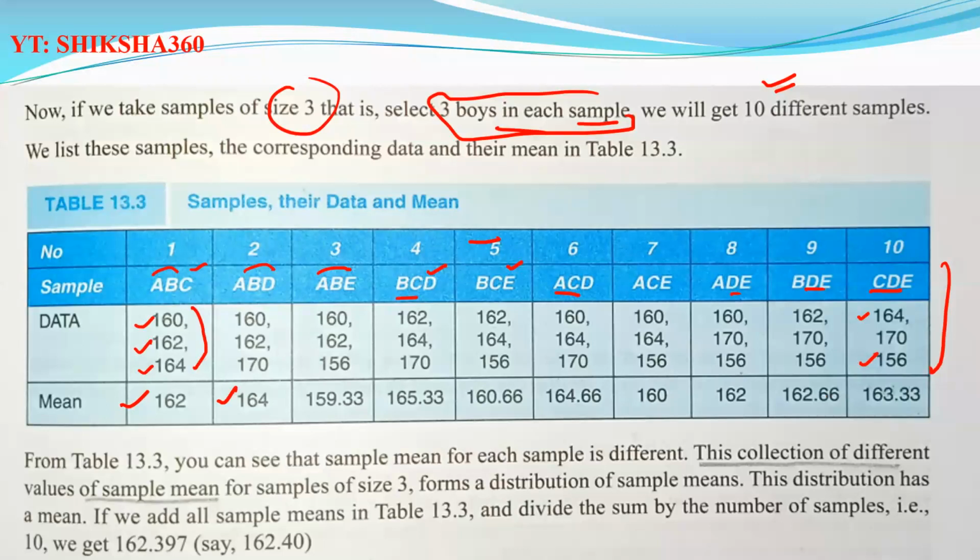In the next column, they have mentioned this one is the mean of the first sample, this one is the mean of the second sample, this one is the mean of the third sample, this one is the mean of the fourth sample, and this one is the mean of the fifth sample. So they are mentioning all the means.